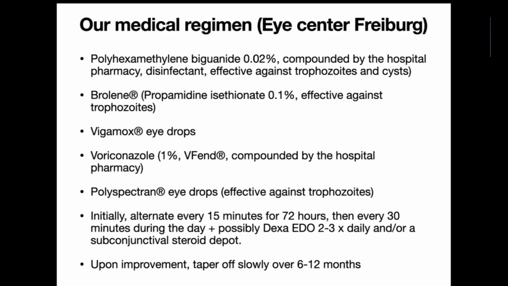And we also add voriconazole topically. That is also compounded by our pharmacy, because that is also effective against the trophozoites. And we also add a simple aminoglycoside eye drop for addressing the trophozoites and maybe some bacteria that associate with the trophozoites and nourish them. So this is our Freiburg approach, high intensity and multimodal.